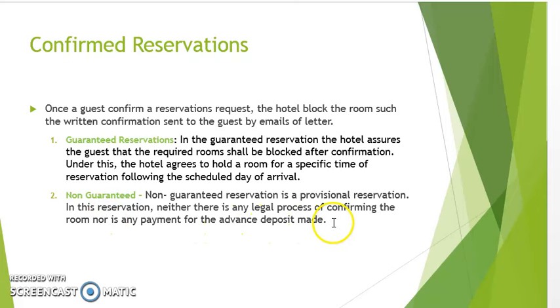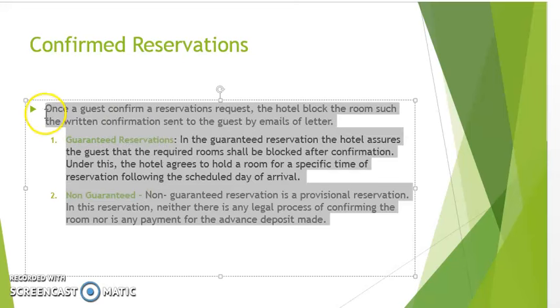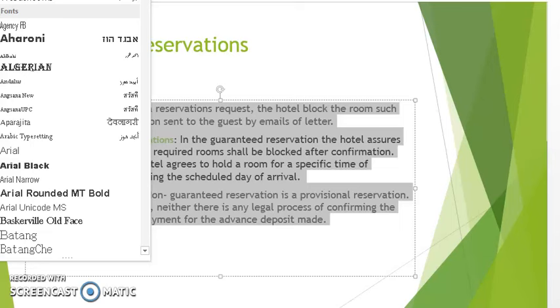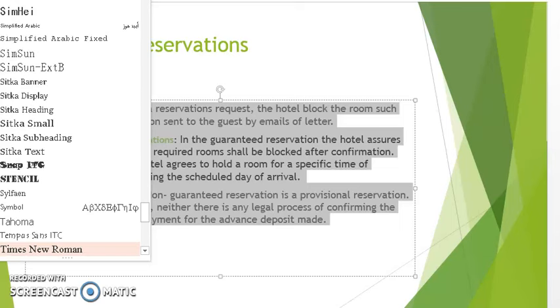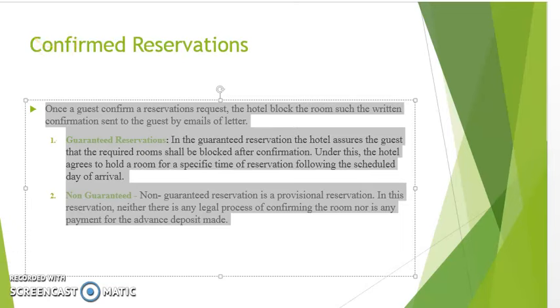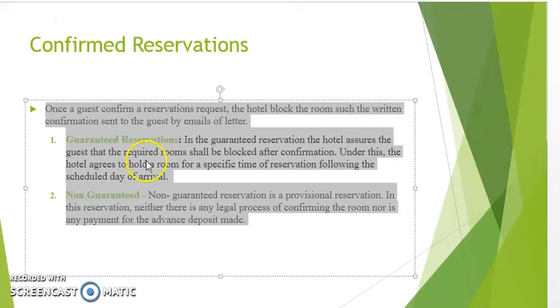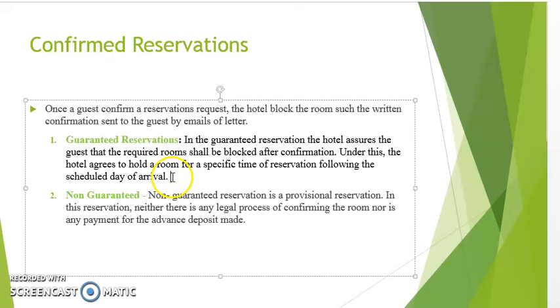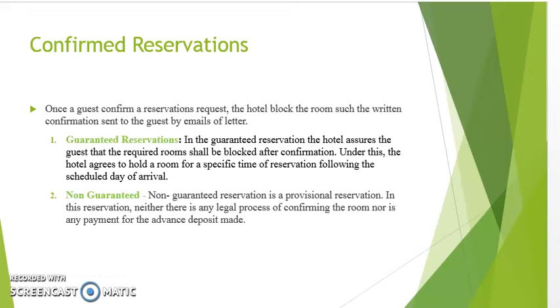Now, here we have mentioned one thing, what it means to block the room. It means that when a guest is paying money as an advance, the front office staff should block the room for that guest until his stay or arrival time is confirmed.